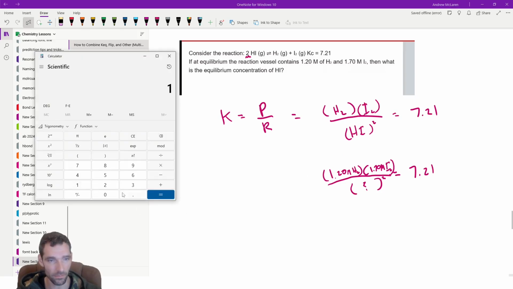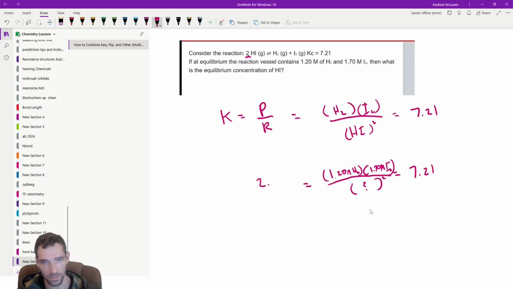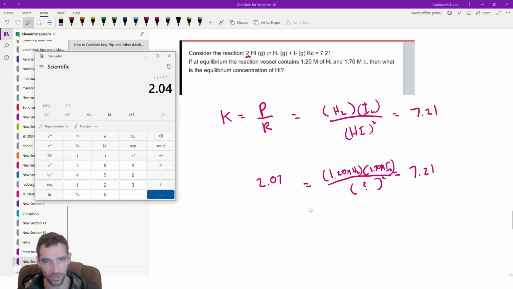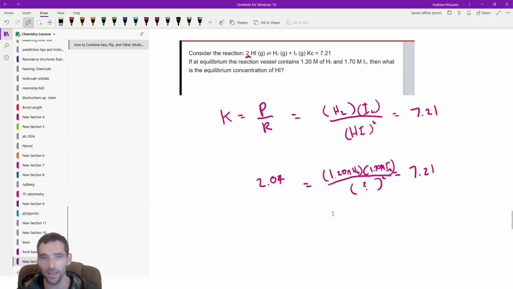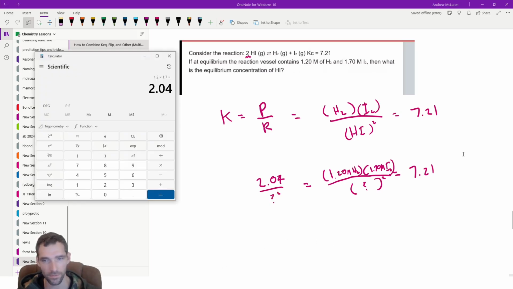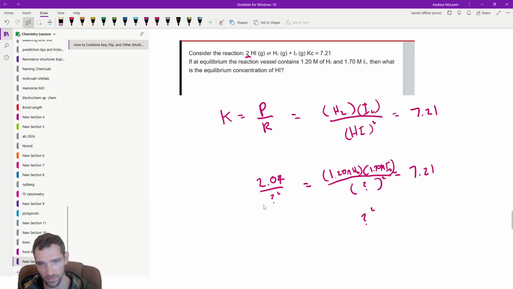If we got that 1.20 times the 1.70, the top of this expression would be 2.07, I believe, or 2.04, sorry, close, all over this mystery number squared. If you know your math, we can rearrange this and say that the question mark, this HI squared, is equal to 2.04 divided by that 7.21.